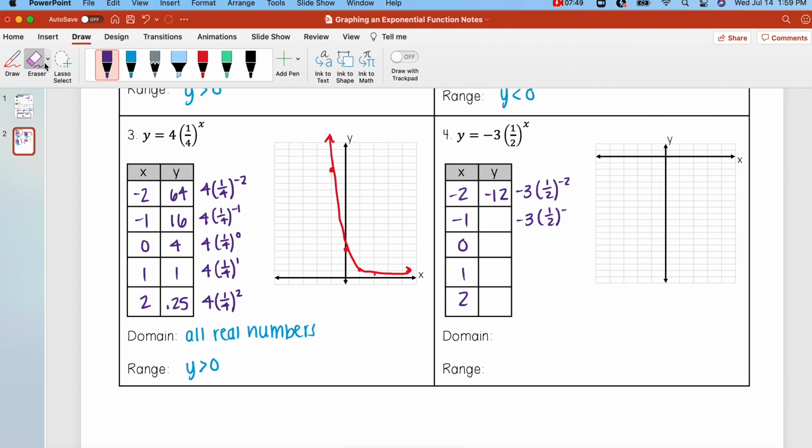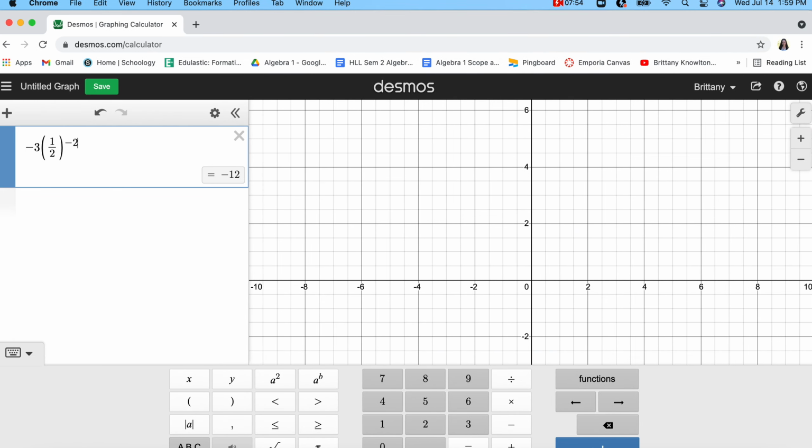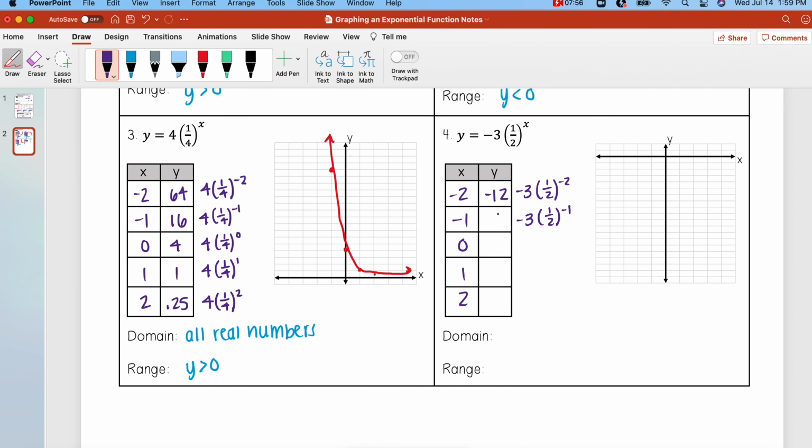Next, I'm plugging in -1, and I get -6. I get -3. You notice what I'm really doing is multiplying by 1/2 every time. So 12 divided by 2, I get -6. Divided by 2, I get -3. -3 divided by 2, I get -1.5. And then I get -0.75.